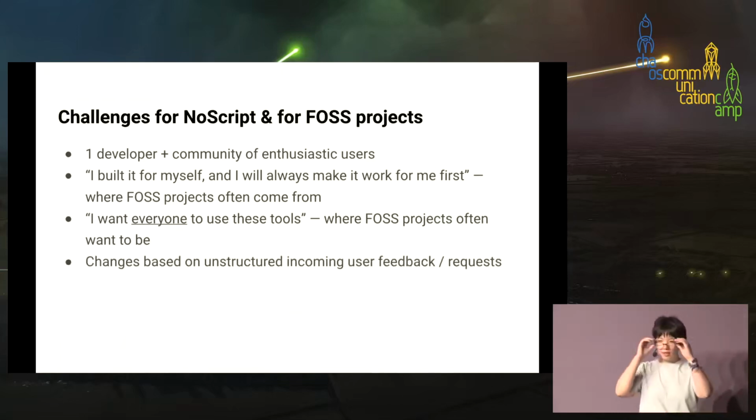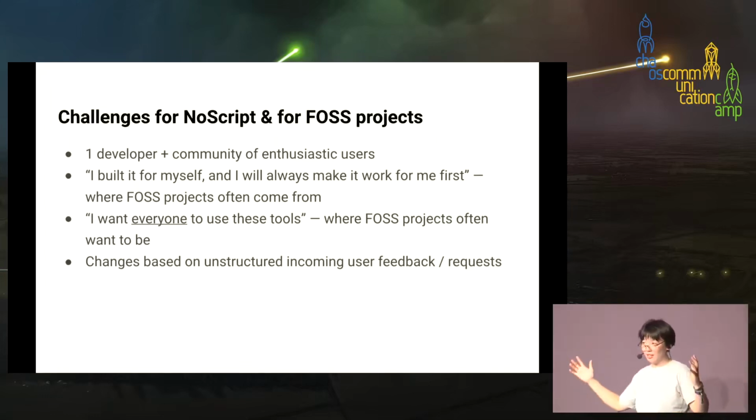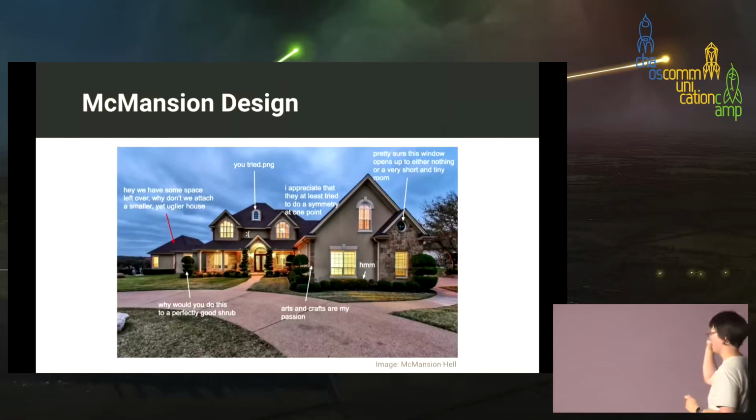So what happened a lot is there was a lot of feedback and feature requests. There were things that came in over the years that were really unstructured, and NoScript changed based on this sort of unstructured feedback and was adapting to it very quickly. Over, again, 14 years, it has developed into a huge project that has many different aspects to it that don't necessarily connect as smoothly as you would want it to. So what it actually leads to is something that Molly calls... something I call McMansion design.